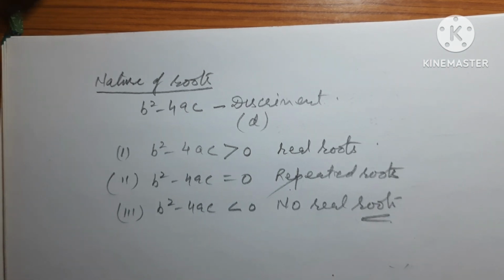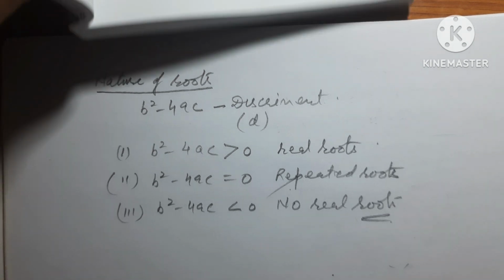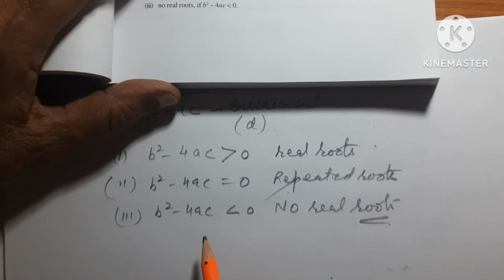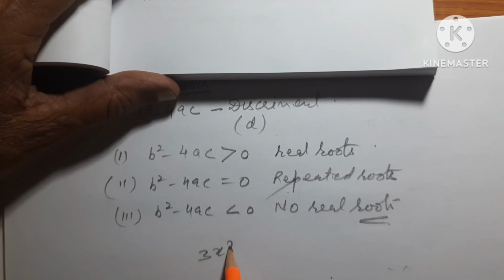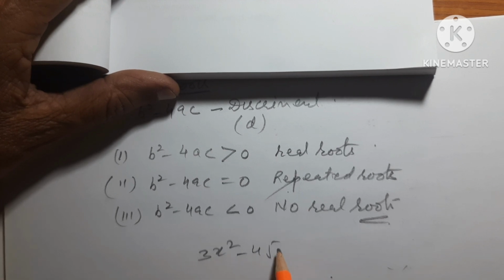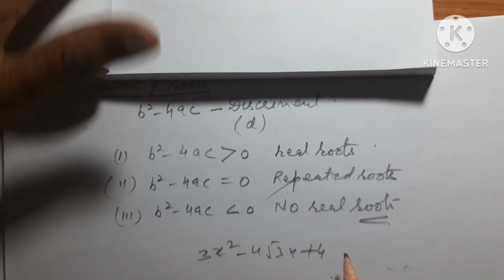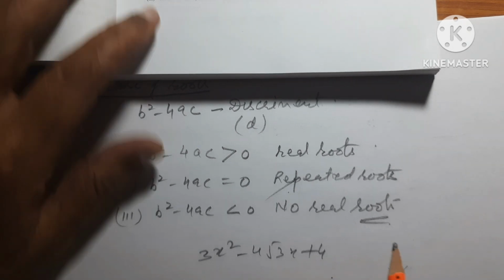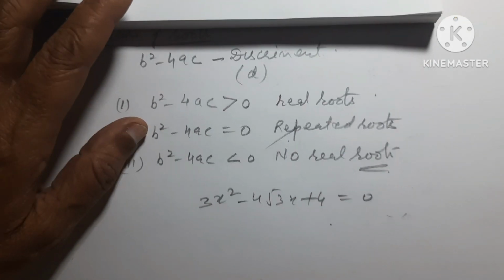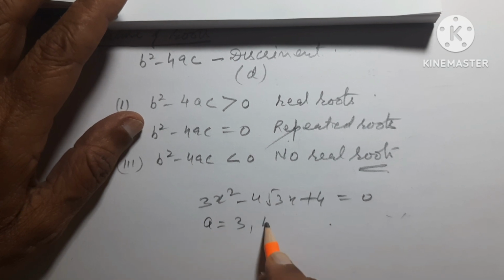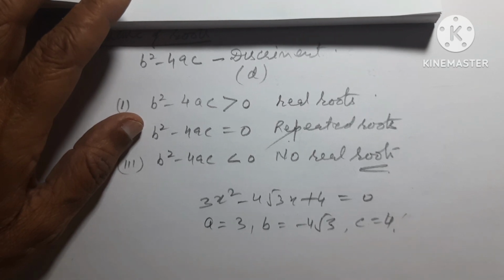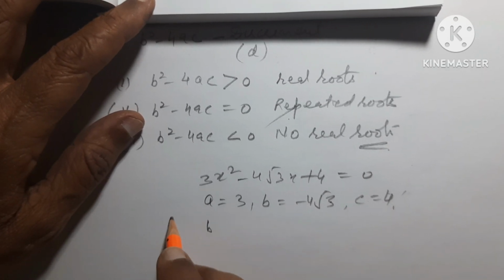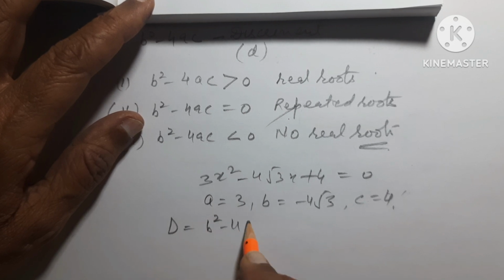So this is the last topic. I will take one example. For example, suppose we have the equation 3x square minus 4 under root 3x plus 4. Find the nature of the roots. What type of roots it will have. Here a is equal to 3, b is equal to minus 4 under root 3, and c is equal to 4. So we'll find discriminant is equal to b square minus 4ac.